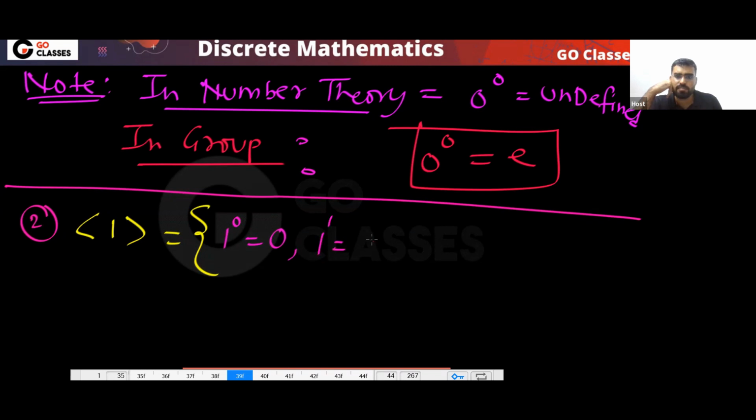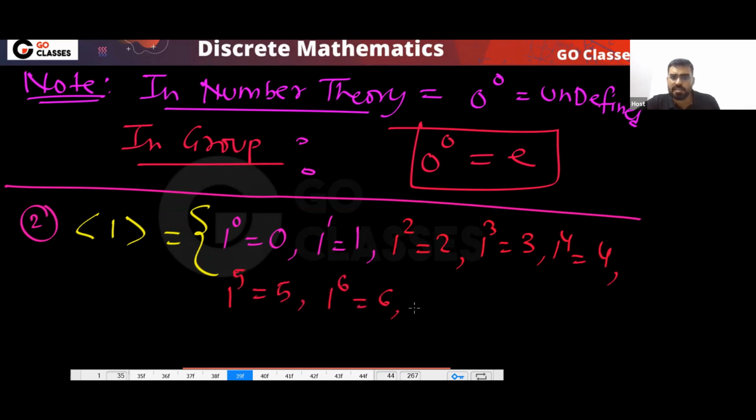What is 1 power 1? That will be 1. So it is not giving you the identity element. As long as you are not getting the identity element, you have to keep going on. What is 1 power 2? That is 2. 1 power 3 is 3. 1 power 4 is 4. 1 power 5 is 5. 1 power 6 is 6. 1 power 7 is 7. Structure is Z10. 1 power 8 is 8. 1 power 9 is 9. What is 1 power 10? Tell me. That is your identity element again.